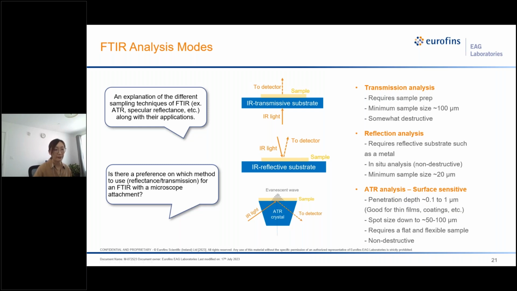With the use of the microscope, the spot size for ATR analysis goes down to around 50 micron. ATR doesn't require sample prep, so it is non-destructive. One limitation with ATR analysis, though, is it requires the sample to have a flat and smooth surface, or the sample has to be flexible so that an intimate contact between the crystal and the sample can be obtained, which is crucial for successful ATR analysis.